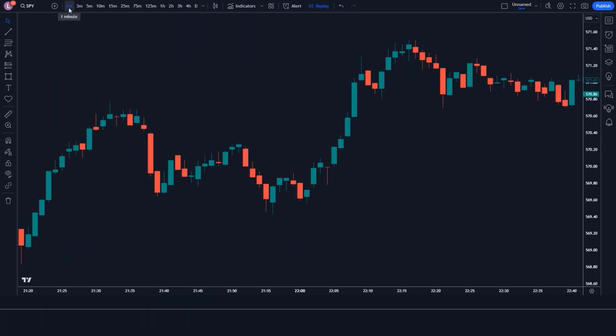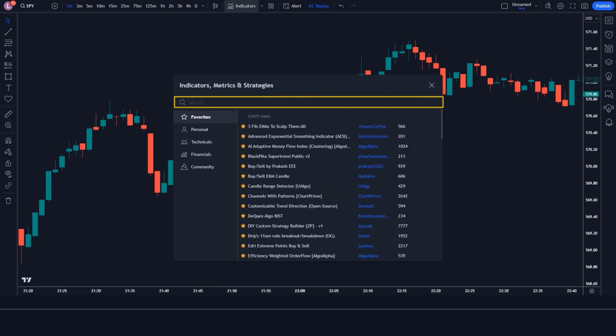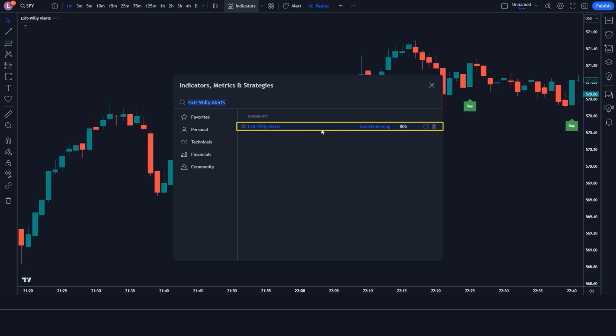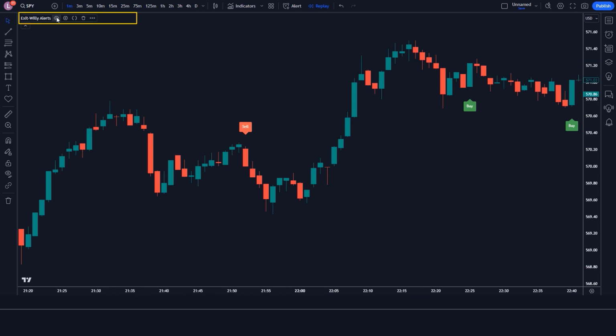We open the SPY 1-minute chart. This strategy works well on the 1-minute time frame, as this strategy is unique as no one has ever told you about it before. Let us know and understand the trading setup. First of all, we will search the Exit Willy Alerts in the search box of TradingView. After that we have to click on the Exit Willy Alerts option, in which we have to change some settings.